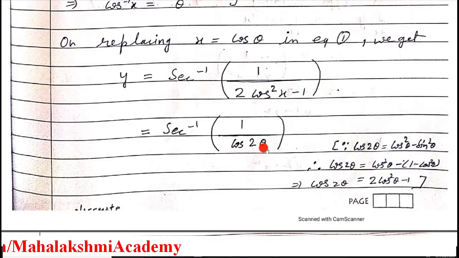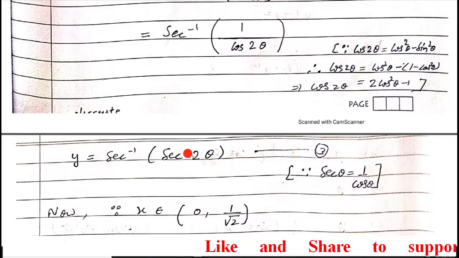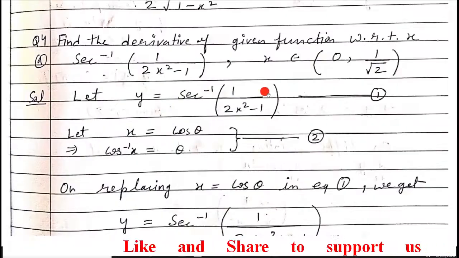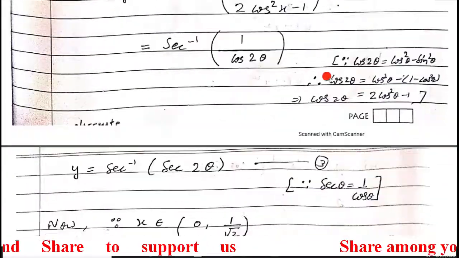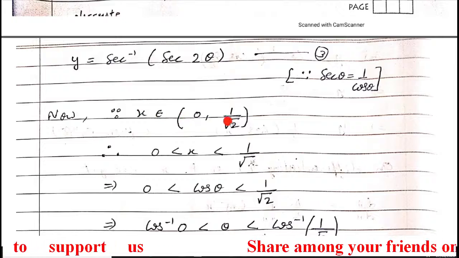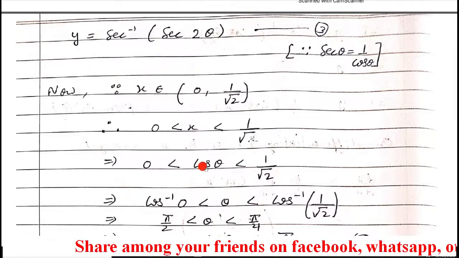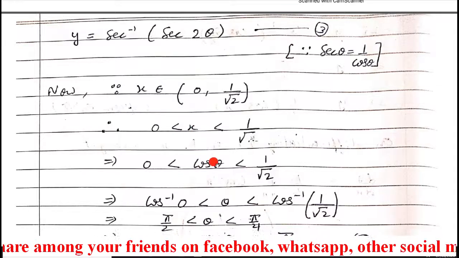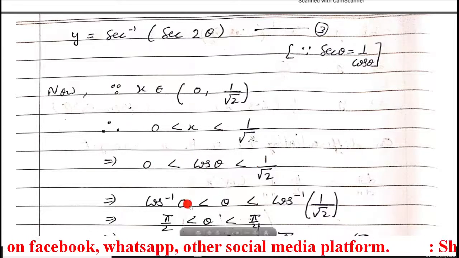Now 1 upon cos 2 theta is sec 2 theta from the reciprocal. So from the reciprocal we obtain here sec 2 theta. Now sec and sec we remove. Before that, because in this question again the boundary of x is given, we have to check whether the principal value is satisfied or not. So we start from the given inequality that x belongs between 0 and 1 upon root 2. Then x we replace by cos theta. Now take cos inverse of the complete inequality, that will give you this.